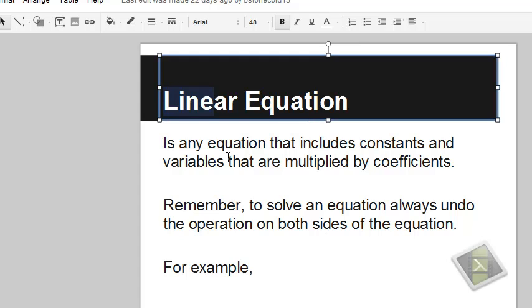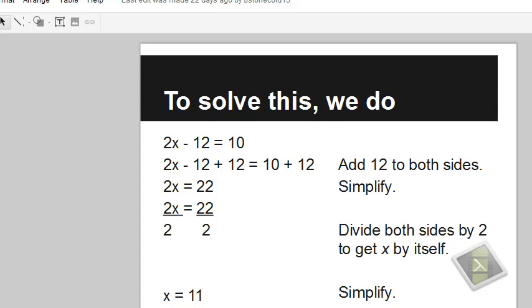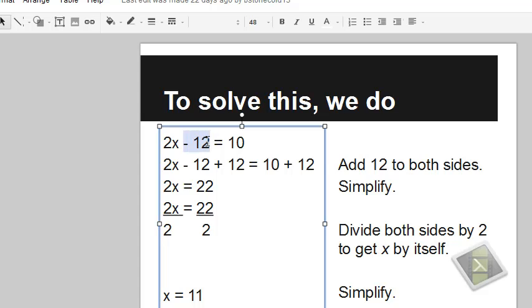Now, for example, I'm going to just walk you through this first example. If you were given this equation, 2x minus 12 equal to 10. Now remember, the thing with the x is the very last thing we deal with. So our first step is to get rid of this negative 12. To get rid of the negative 12, you're going to add 12 to both sides. When we simplify, this negative 12 and positive 12 will go away, so we're left with just 2x on the left side. 10 plus 12 gives you 22.